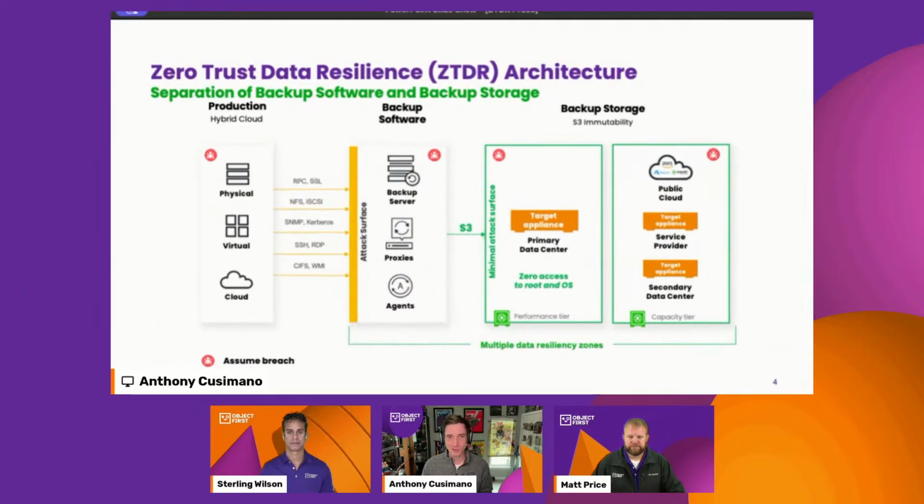It is inalterable. It's untouchable. It follows that zero access principle, like Matt was saying, for that first touch. And then on your third side, your capacity tier, again, it should be immutable every step of the journey, whether it's going to a public cloud, another OOTB, or another OOTB at a secondary data center. It should always be immutable every step of the way, taking advantage of that latest and greatest S3 storage technology. What do y'all think about this?